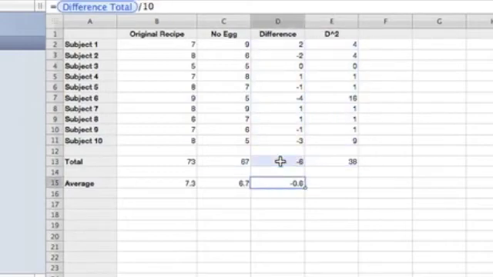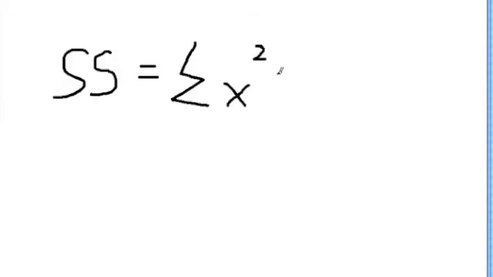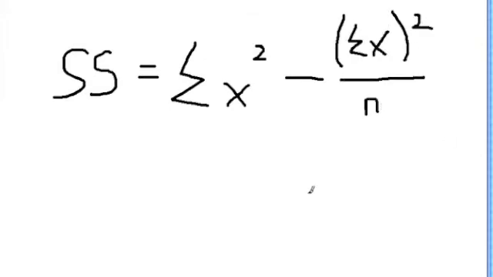Okay, so the formula for sums of squares, I realize I haven't shown that for you yet. Sums of squares is equal to the sum of x squared minus the sum of x, squared, all over n. So see if that doesn't confuse you a little bit.